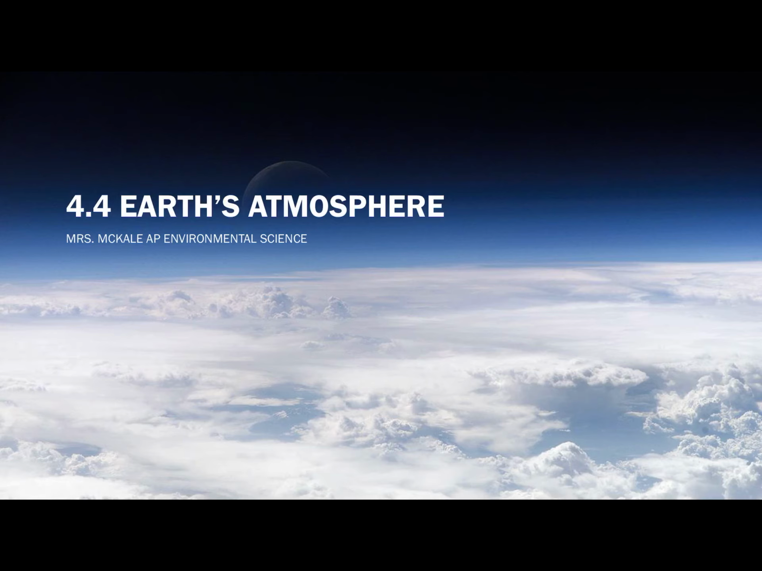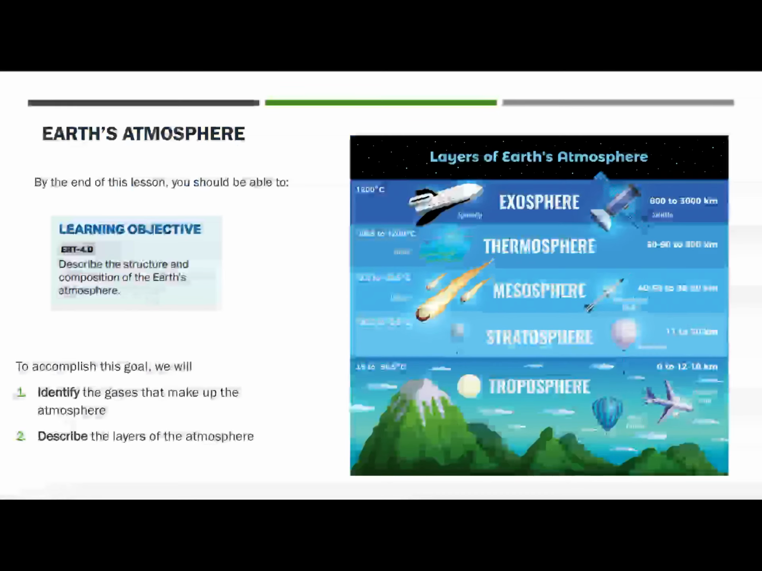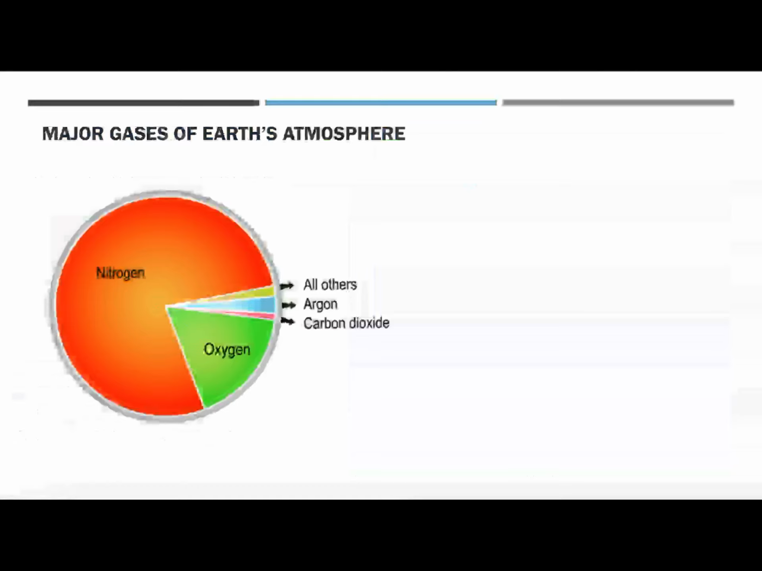Hi, I'm Kale, and today we're going to talk about 4.4 Earth's atmosphere. By the end of this lesson, you should be able to describe the structure and composition of the Earth's atmosphere. To accomplish this goal, we will identify the gases that make up the atmosphere and describe the layers of the atmosphere. So first we're going to talk about those gases.